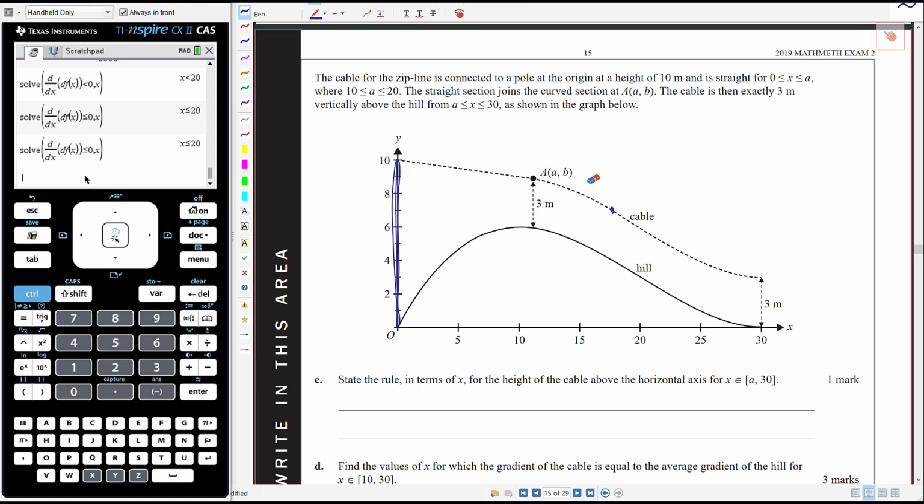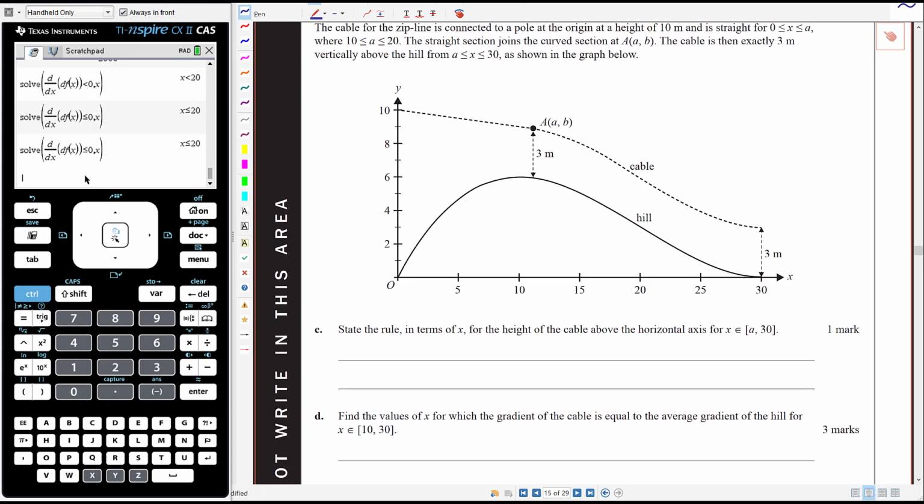The straight section joins the curved section at A. The cable is then exactly 3 meters vertically above the hill from A to 30, where x is between A and 30. So as I said, if this was A down here, then we would have a straight line from there to there, and then we would follow the line that is 3 meters above the hill from that point onwards, as shown in the graph below.